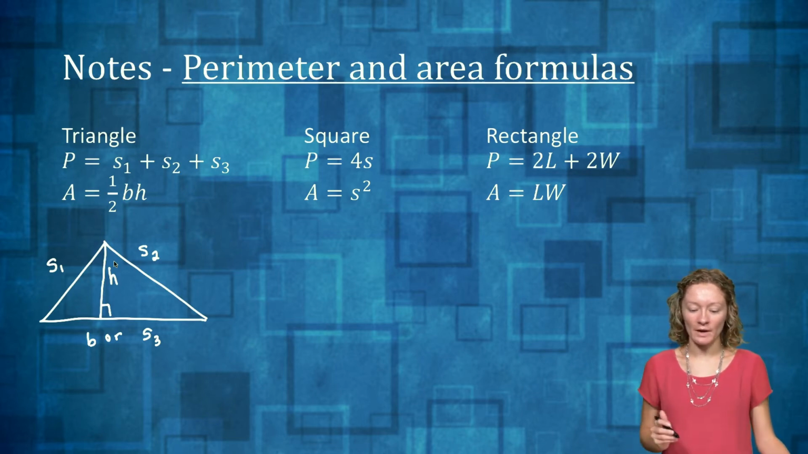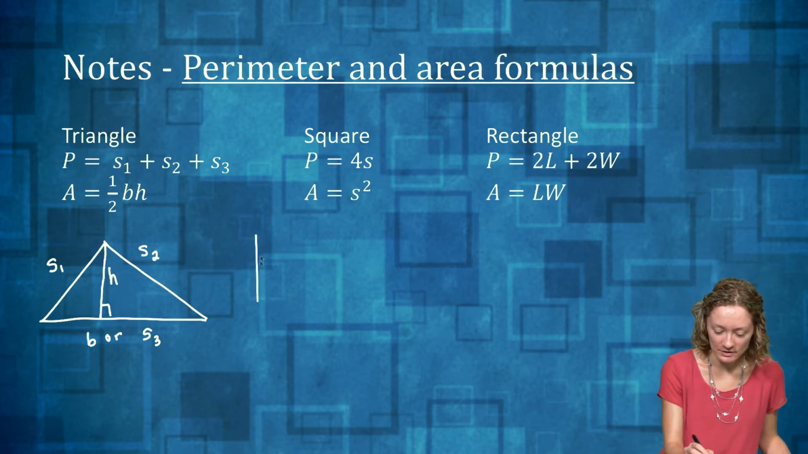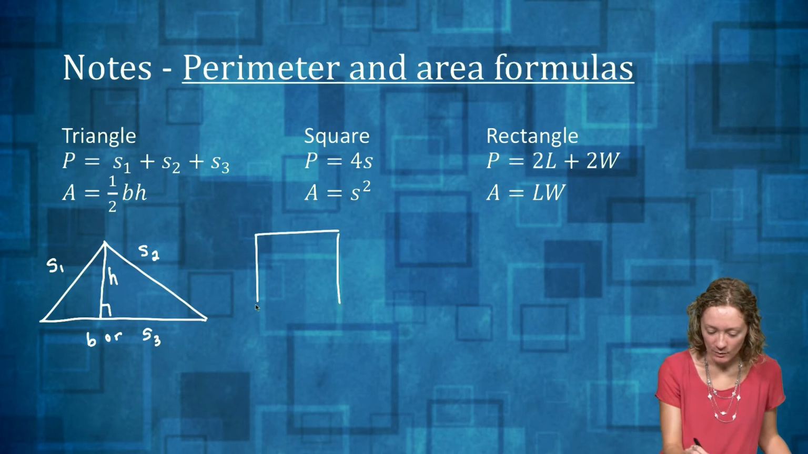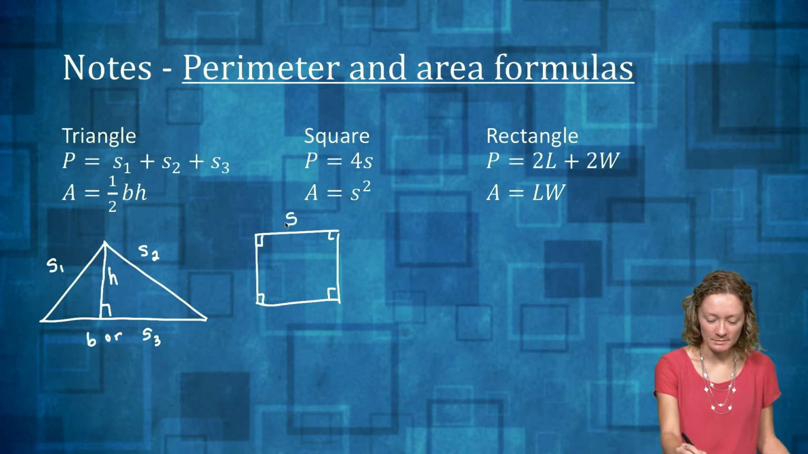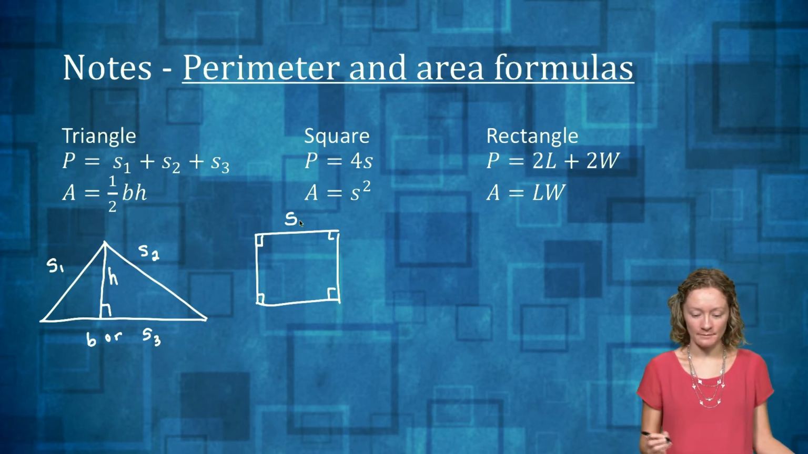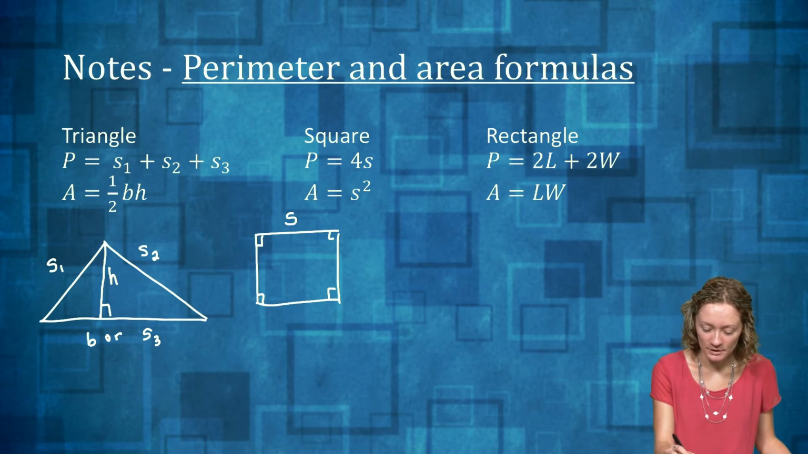Okay, second shape, square. We know what that one looks like. We talked in detail about what it takes to be a square, and you already know. It's a bunch of right angles coming together and all 4 sides are the same. So the perimeter formula is 4 times S because each side is the same. You could alternatively just add up all 4 sides. That would also work.